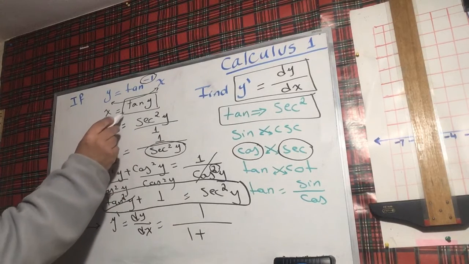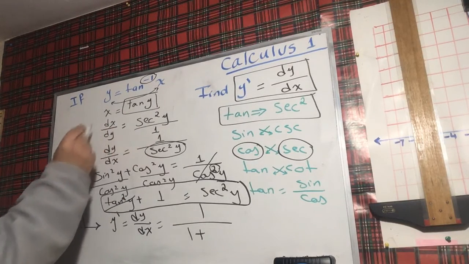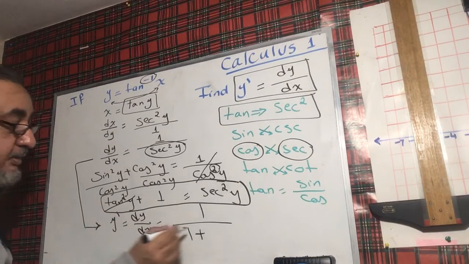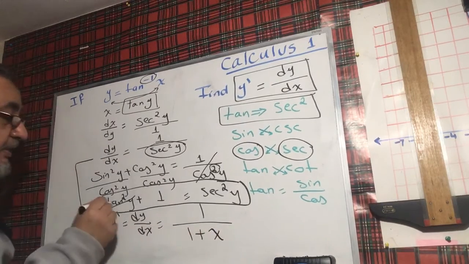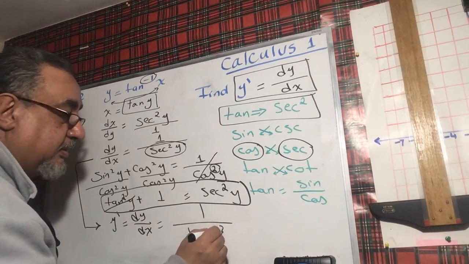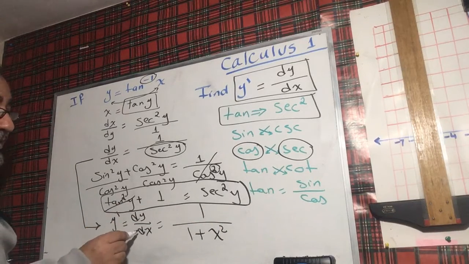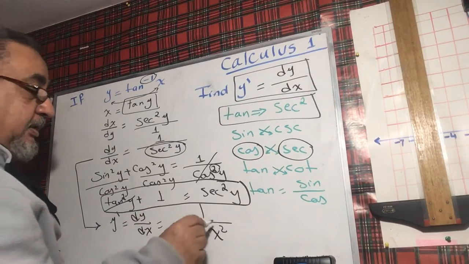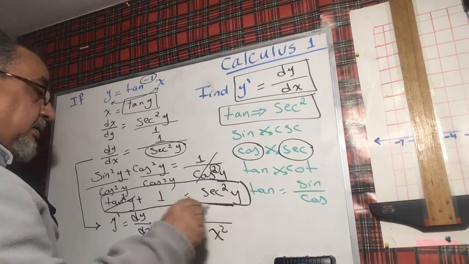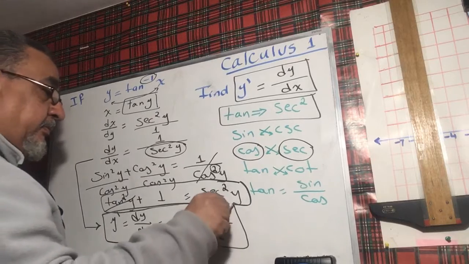Tangent y, we have in this equation, tangent y equals x. So tangent squared of y equals x squared. And this is y prime, meaning dy over dx equals 1 over 1 plus x squared. And we're done.